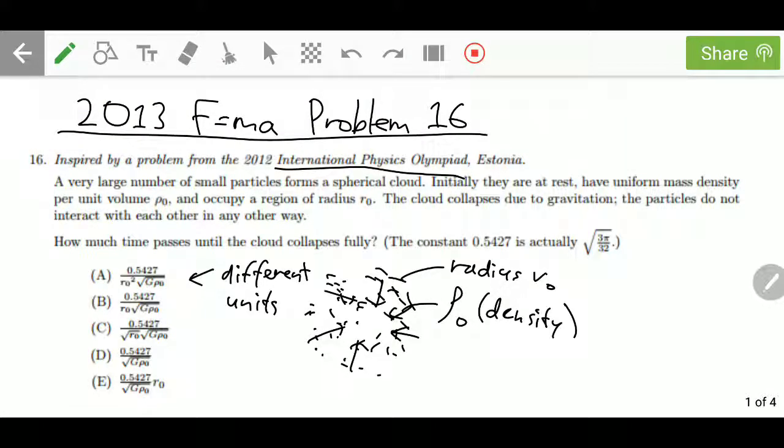So anyway, we know that we want both g and rho naught in the denominator and r naught to be completely absent. And there's your answer. In fact, the fact that r naught doesn't matter would eliminate every other option. So perhaps that's another way of solving this problem. All right, and I hope that was helpful.